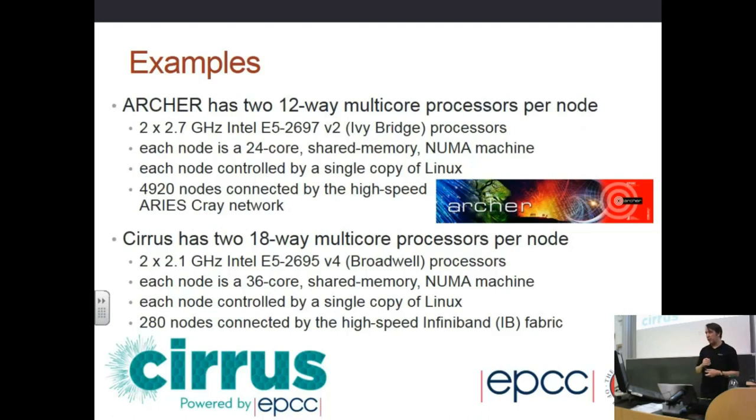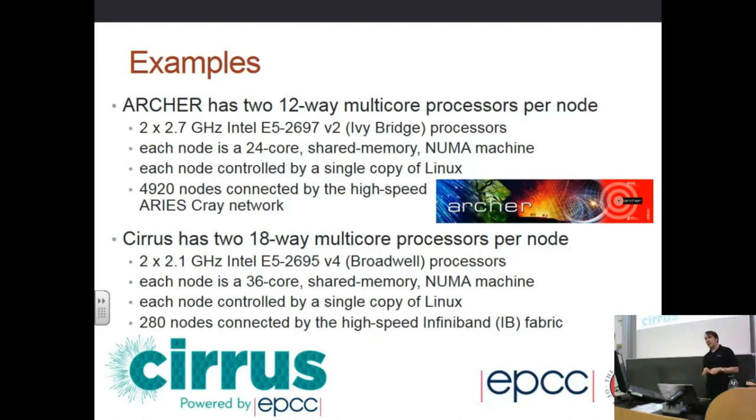So just a couple of examples. On Archer, each node has 24 cores. We have about 5,000 nodes on Archer and over 100,000 cores. But physically, if you go and look up the Intel catalog, there's no 24-core processor. Well, there wasn't when Archer was built. It's actually two processors, each with 12 cores in it, in the same node. So it's two of these almost 3 gigahertz Intel processors. That's the kind of magic figure, 2-3 gigahertz. Each node is a 24-core shared memory NUMA machine, controlled by a single copy of Linux. So we have about 5,000 nodes, and Archer is running about 5,000 copies of Linux.